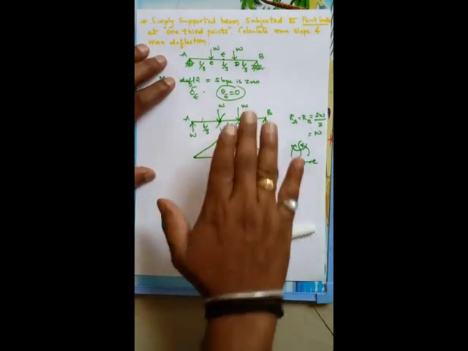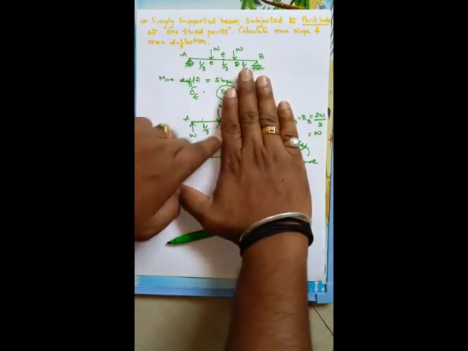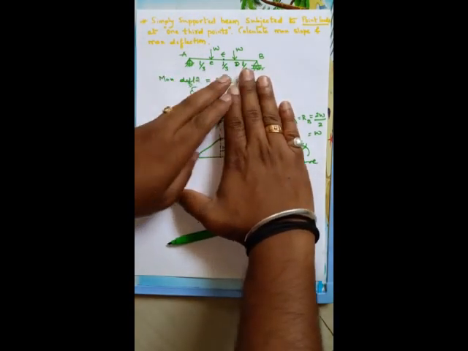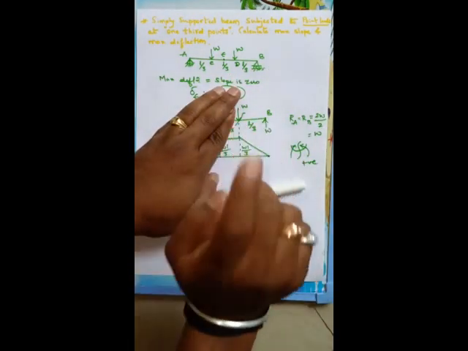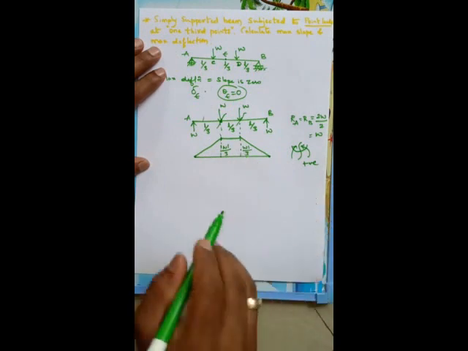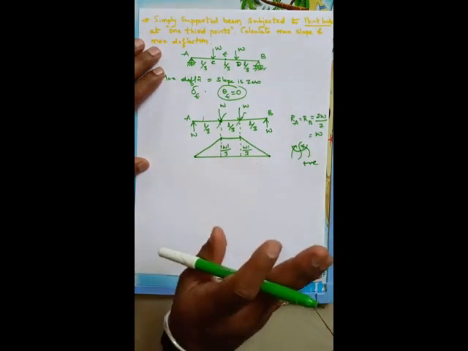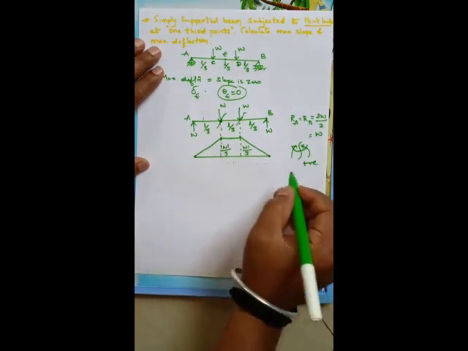So the simple thing is, if you want to find the moment here, from the left-hand side, it is W into L by 3. If you want to find the moment here, from the right-hand side, it is W into L by 3. So this is the diagram. I hope you are aware of this from strength of materials. You have done it. Okay, let us continue with this.